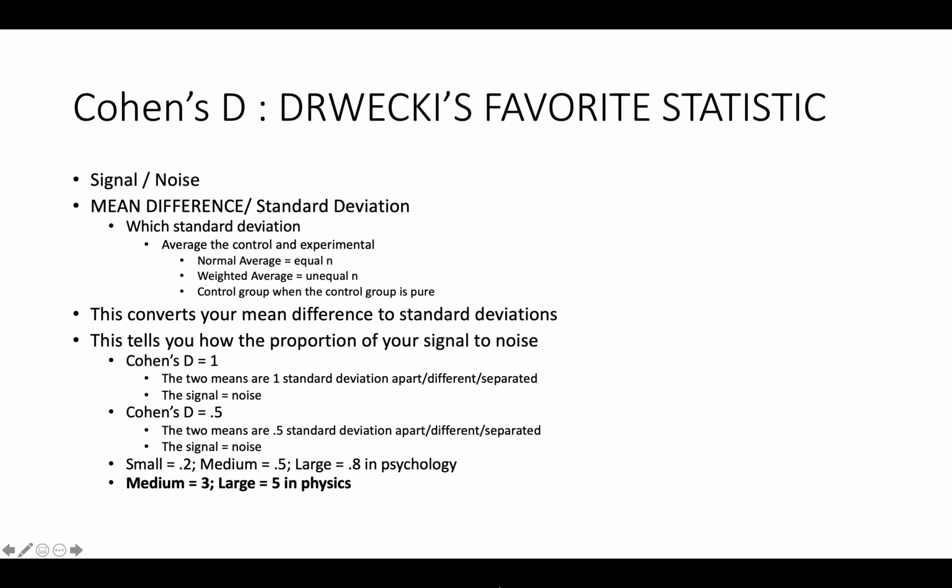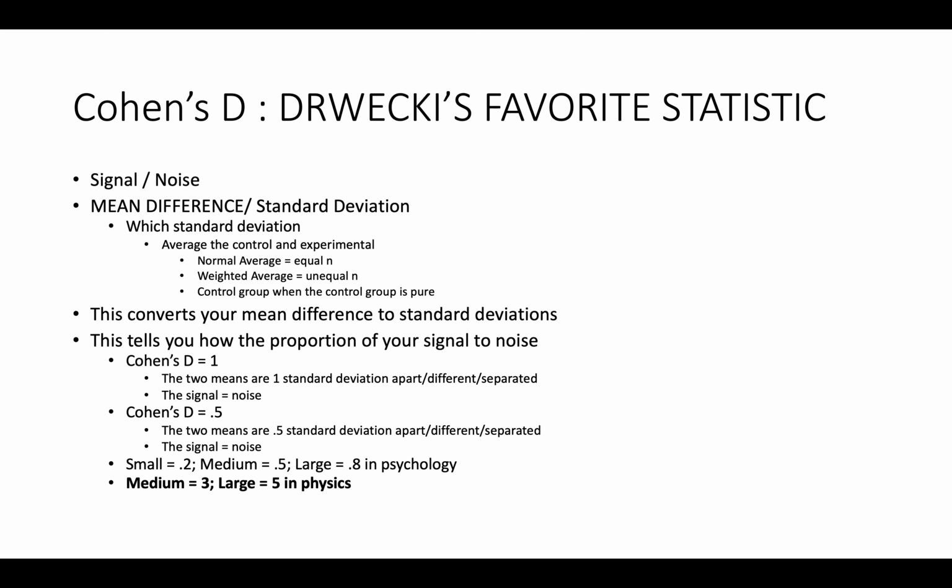So I've been talking about signal and noise for quite a bit. And we come to my favorite statistic in the whole world, Cohen's d. Cohen's d is just a ratio of signal to noise. And the signal is in a simple experiment, control versus experimental condition, right? That's one independent variable.